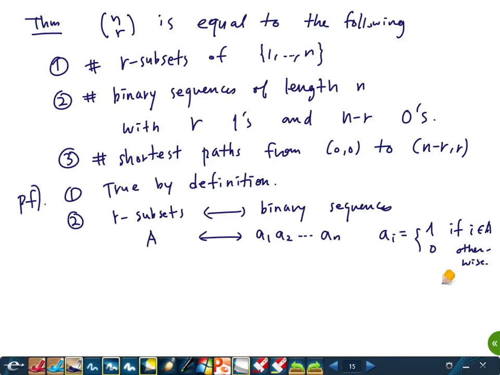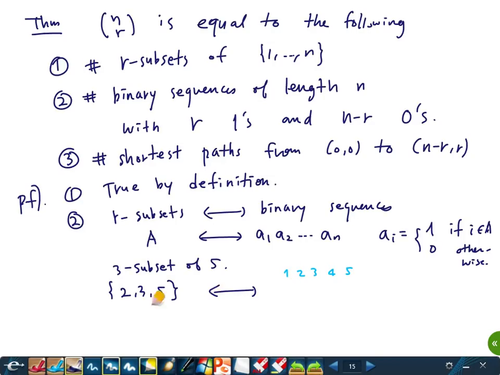So for example, if we have three subsets of 5, for example, 1, 2, 3, 4, 5, and take the subset 2, 3, 5, this is a three subset of 1, 2, 3, 4, 5, okay? Then this corresponds to a binary sequence. So let me write down the positions, 1, 2, 3, 4, 5, just to make this clear.